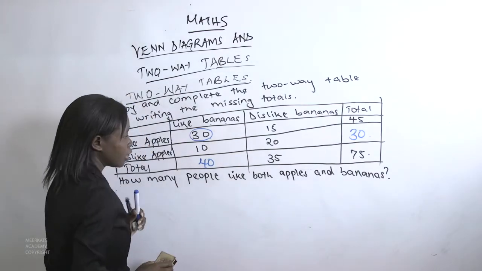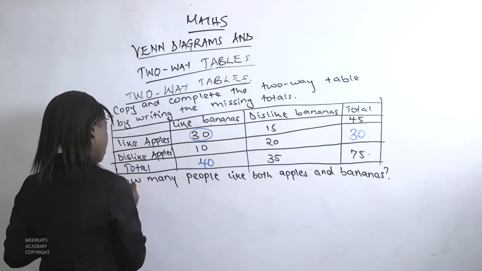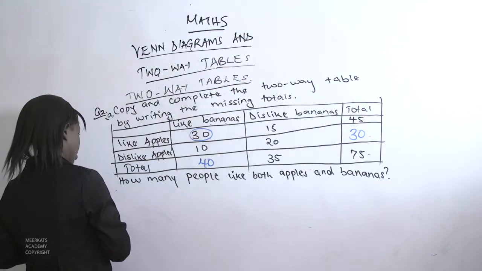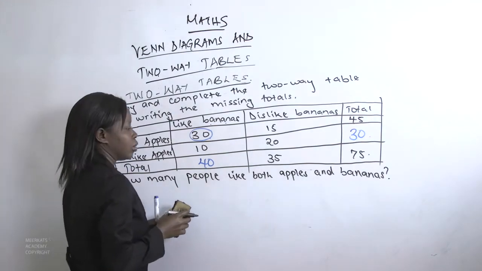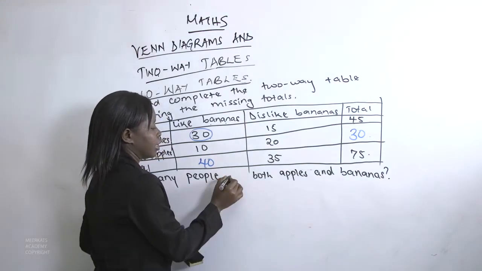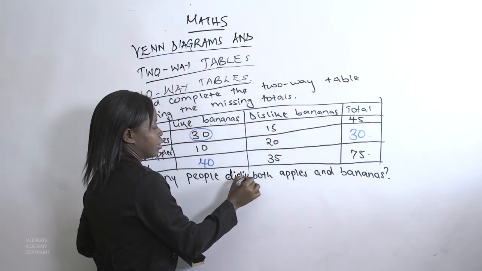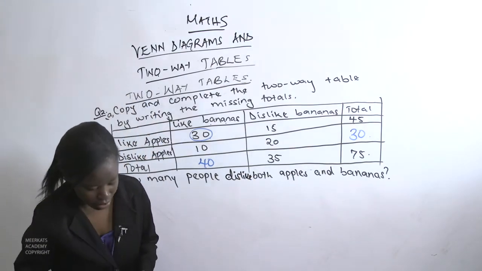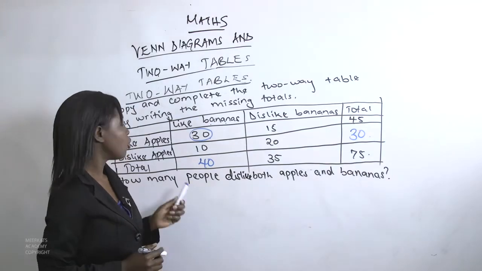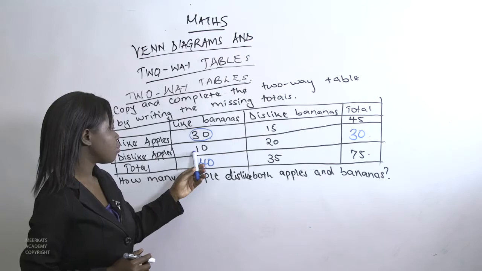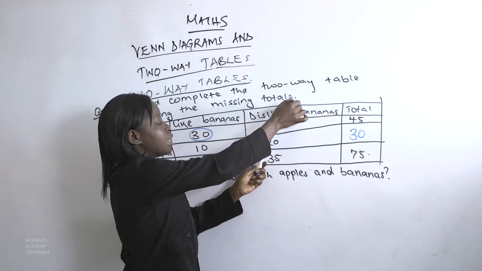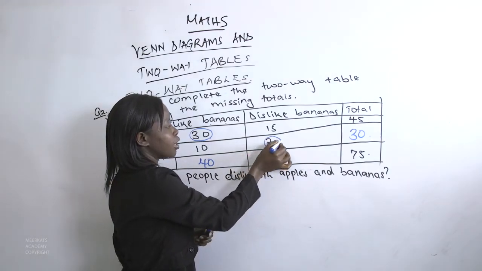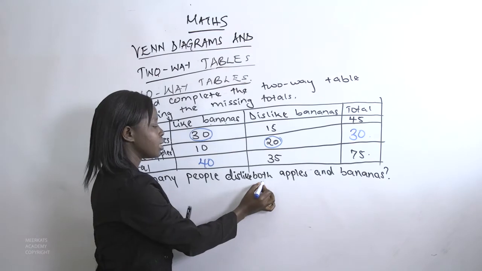Part C is how many people in this group dislike both apples and bananas from that given table. So we find out those who dislike apples, those who dislike bananas. Then we find that the number of people who dislike both apples and bananas will be 20.